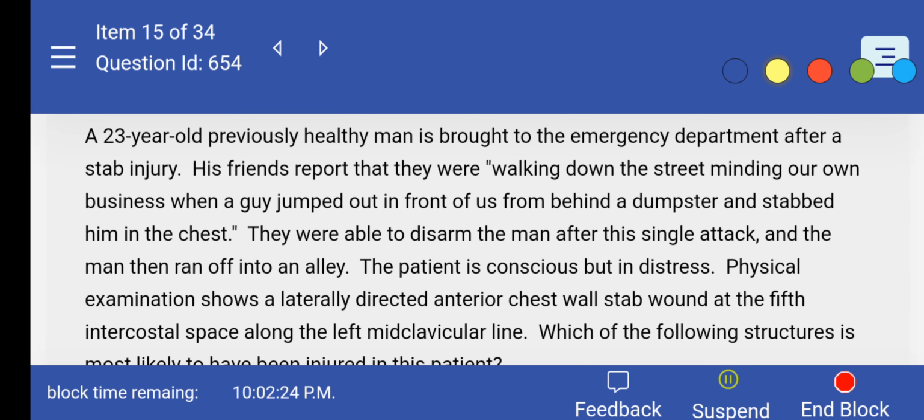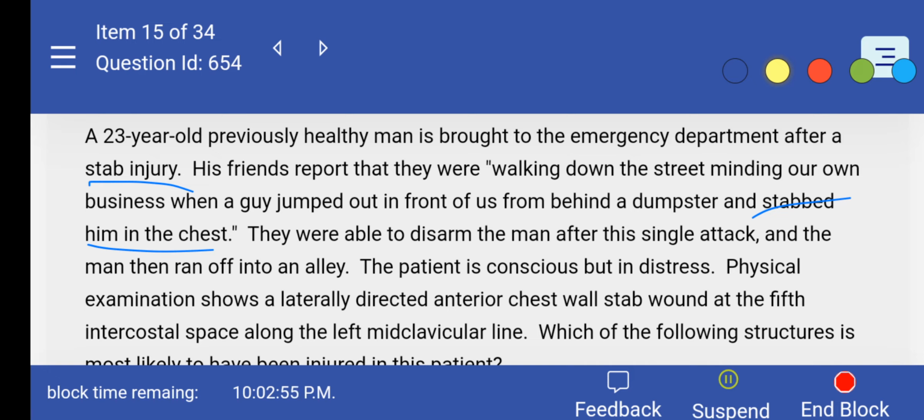Okay, next question. A 23-year-old previously healthy man is brought to the emergency department after a stab injury. His friends report that they were walking down the street minding their own business when a guy jumped out in front of them from behind a dumpster and stabbed him in the chest. They were able to disarm the man after this single attack, and the man then ran off into an alley. The patient is conscious but is in distress.